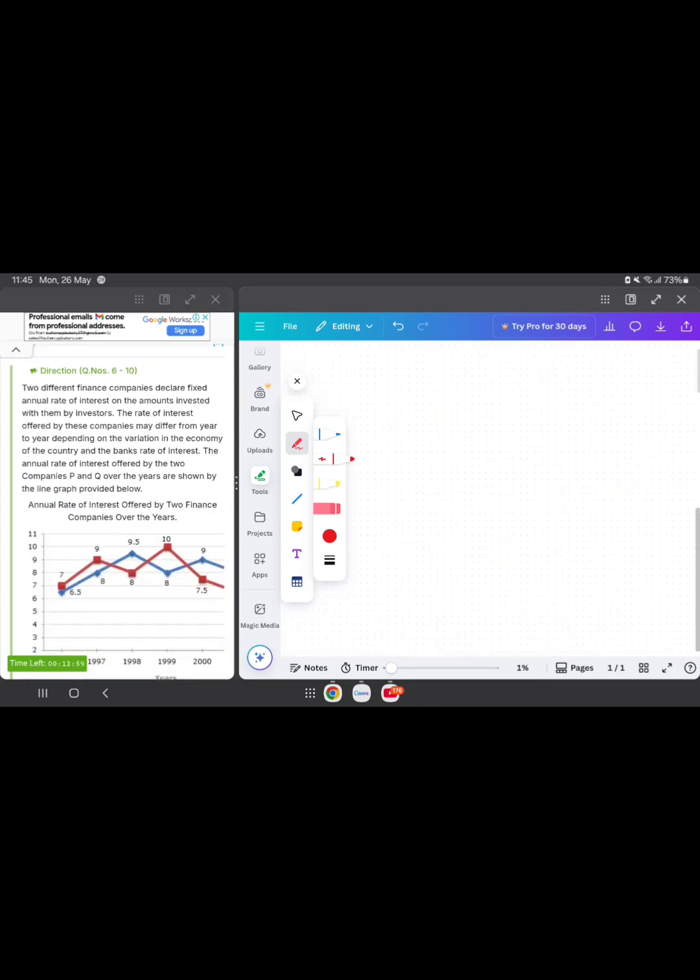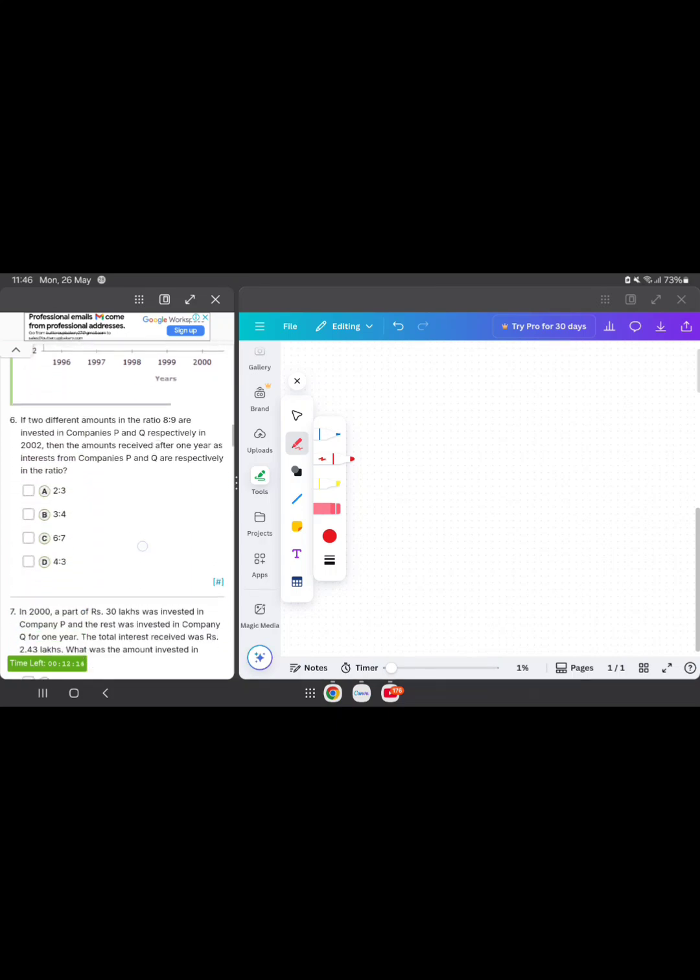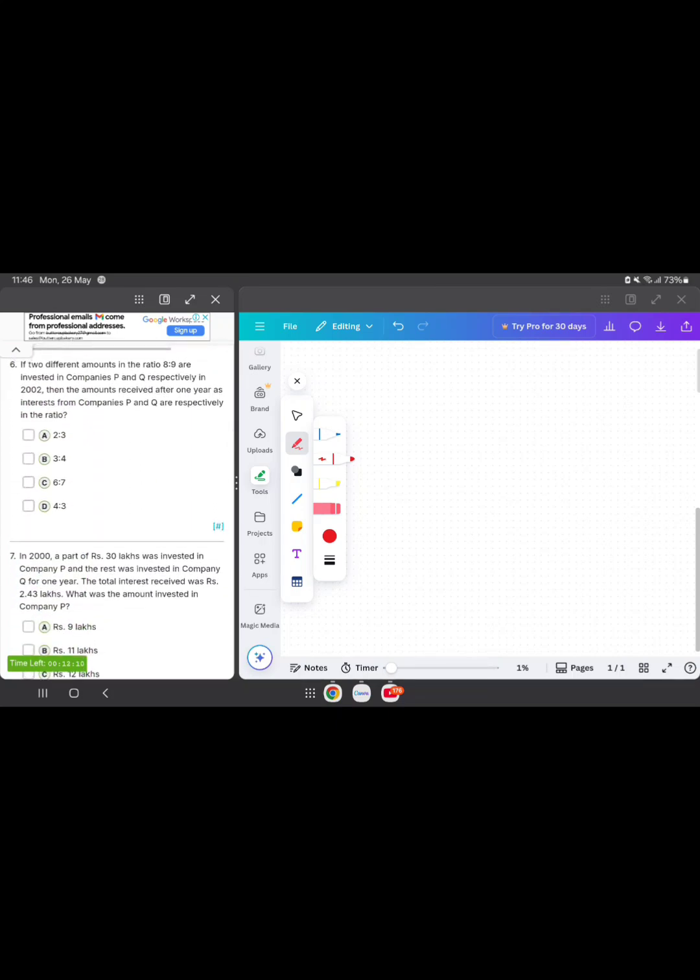Okay, so from question 6 we have a new scenario, a new chart. So it reads as follows. Two different finance companies declare fixed annual rate of interest on the amounts invested with them by investors. The rate of interest offered by these companies may differ from year to year depending on the variation in the economy of the country and the bank's rate of interest. The annual rate of interest offered by the two companies, P and Q, over the years are shown by the line graph provided below. Okay, so we'll check the questions first and then go back to the graphs again.